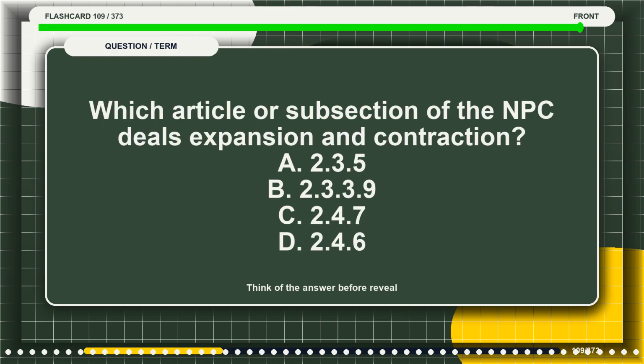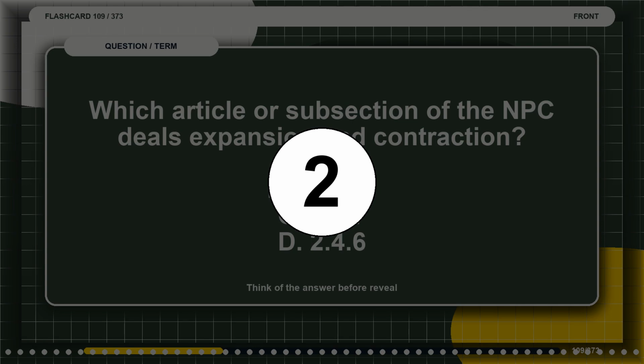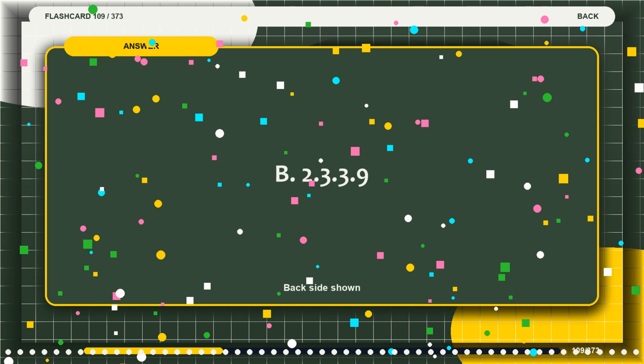Flashcard 109. Which article or subsection of the NPC deals with expansion and contraction? A. 2.3.5. B. 2.3.3.9. C. 2.4.7. D. 2.4.6. Think of the answer before the reveal. The answer is B. 2.3.3.9.